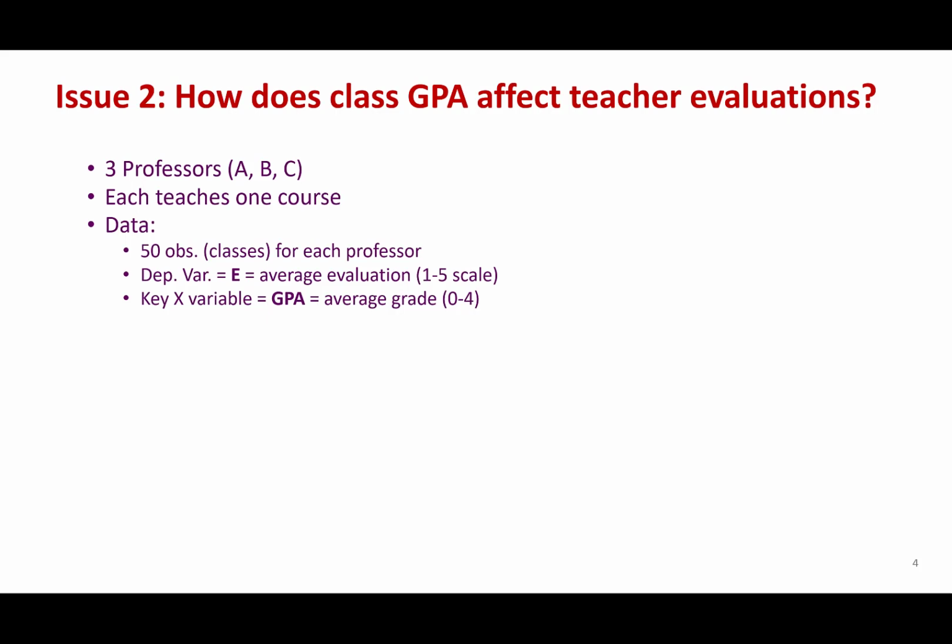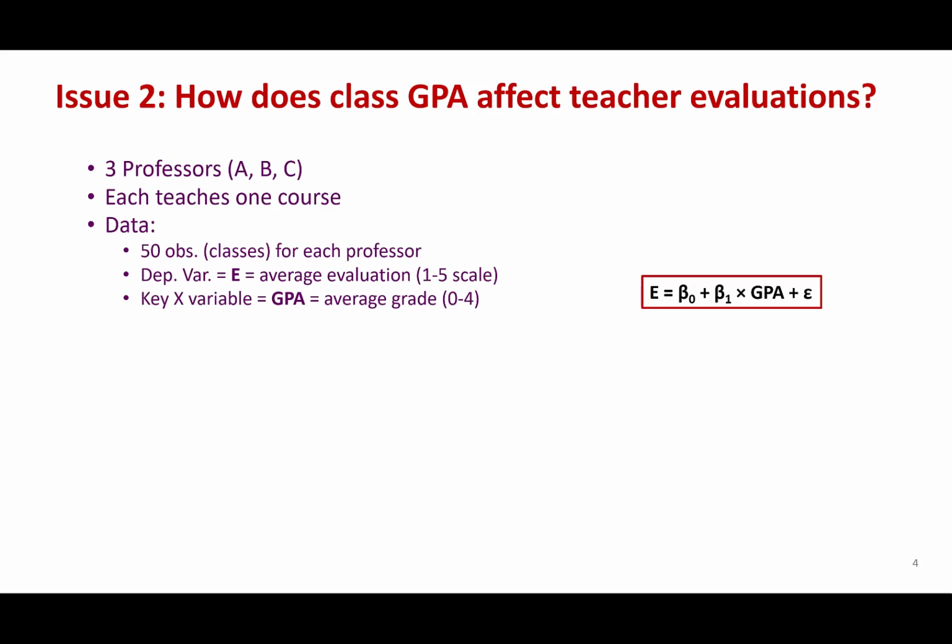That's 50 different classes. Okay, and for each of those classes, so there's 150 total observations, and for each of those classes I have an average evaluation, we'll call it E, and that's on a 1 to 5 scale. And the key X variable is the grade point average, GPA. And that would be the average grade in the class on a 0 to 4 scale. In reality, it's going to be in the 3 to 4 range, from basically a B to an A.